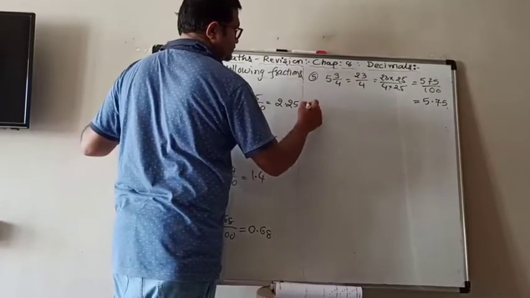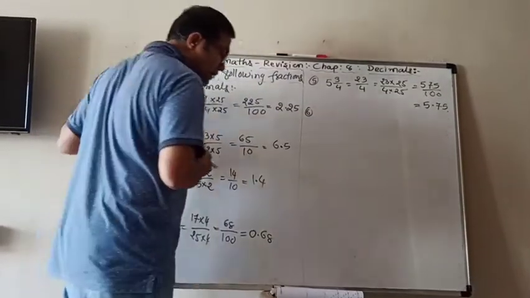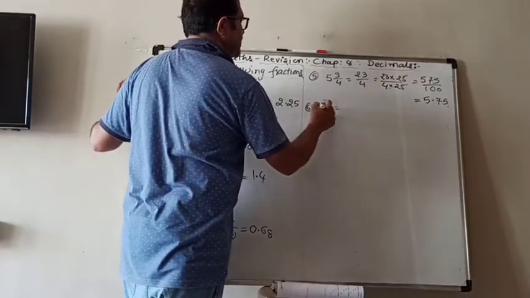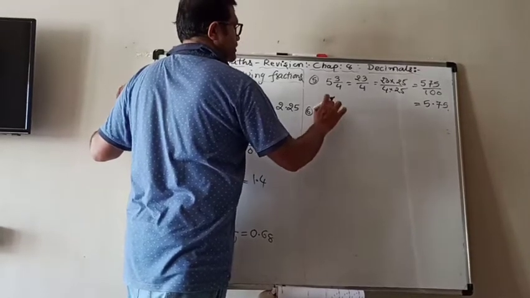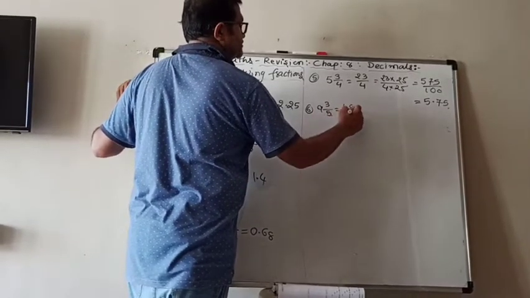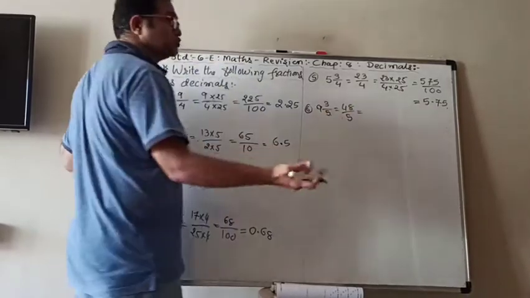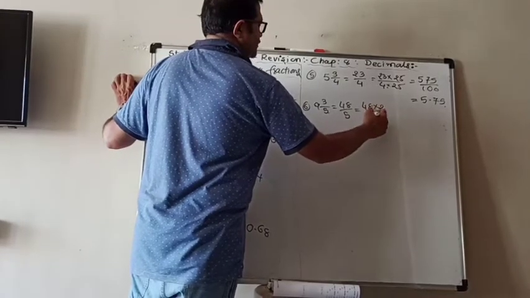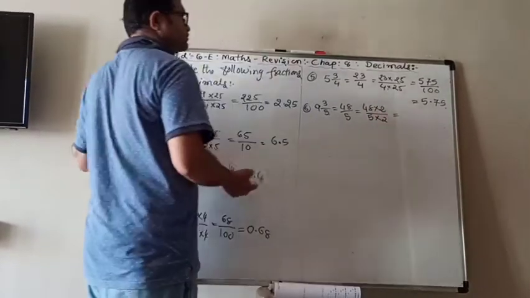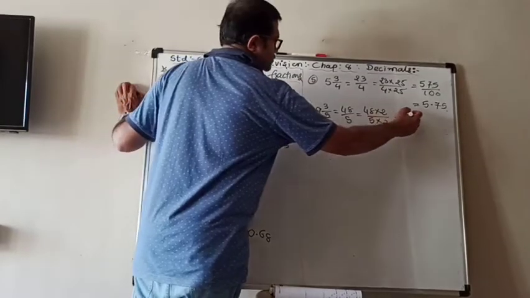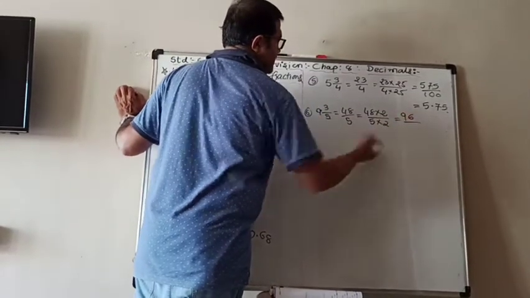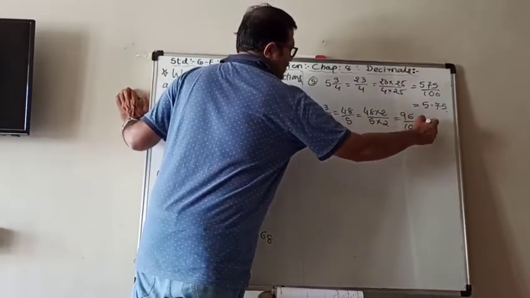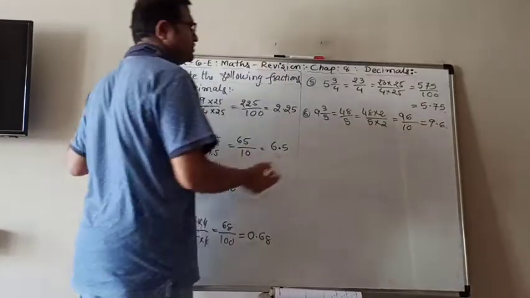Sixth one, 9 integer 3 upon 5. So 9 5s are 45 and 3 is 48. So now 5 2s are 10. So 48 multiplied by 2 upon 5 multiplied by 2. 48 2s are 96 upon 10. So 1 decimal place. So the answer is 9.6.